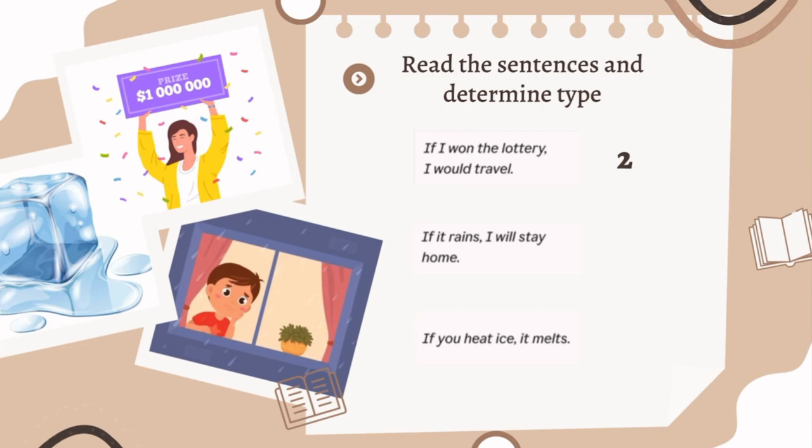And the second sentence is: if it rains, I will stay at home. And what about this sentence? Yes, the correct answer is the first conditional. And the last sentence, if you heat ice, it melts. What do you think? What type of conditional is it? The correct answer is the zero conditional. Very good job.